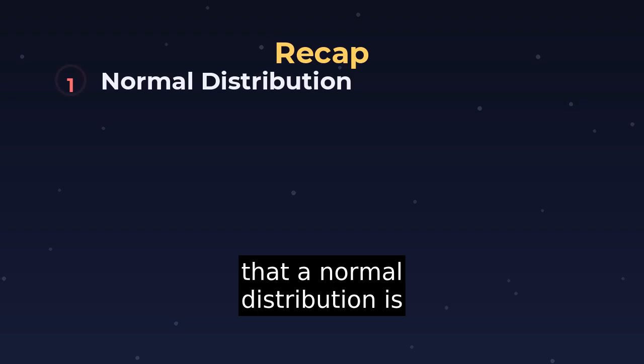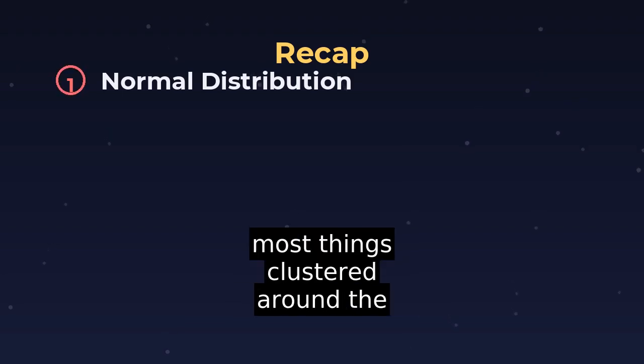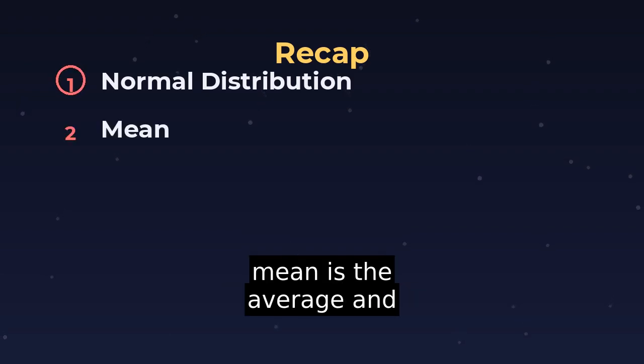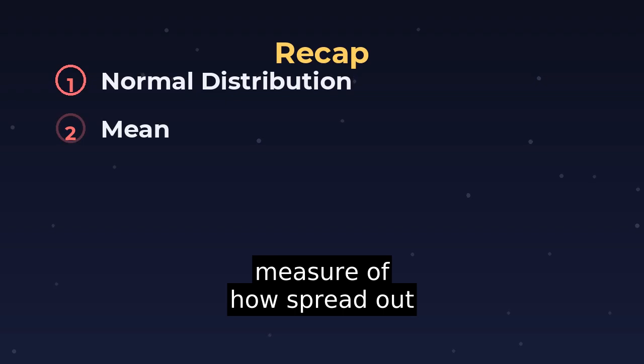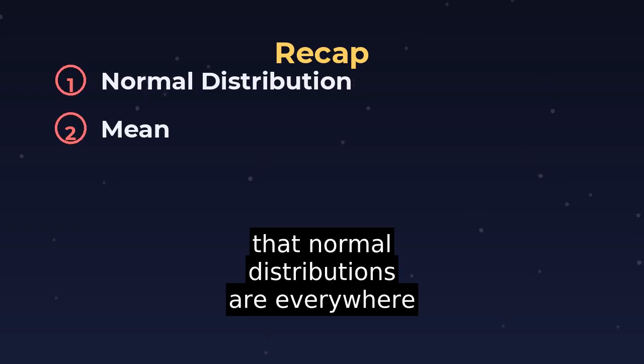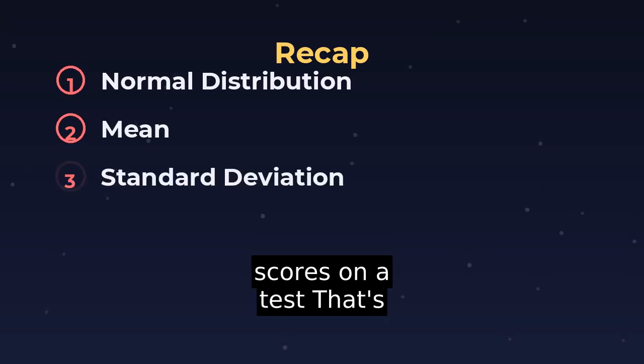We learned that a normal distribution is a way of showing how things are spread out, with most things clustered around the average. We learned that the mean is the average, and the standard deviation is a measure of how spread out things are. And we learned that normal distributions are everywhere in real life, from the height of people to the scores on a test.